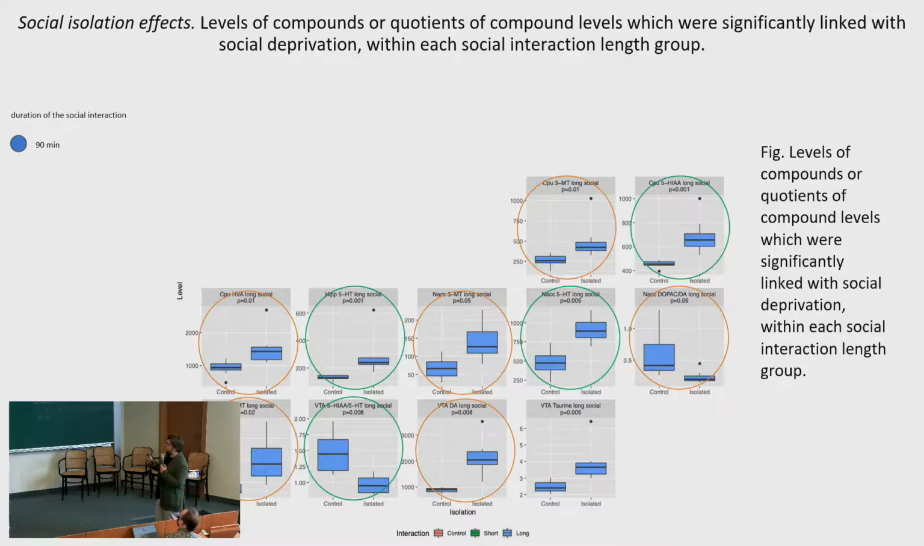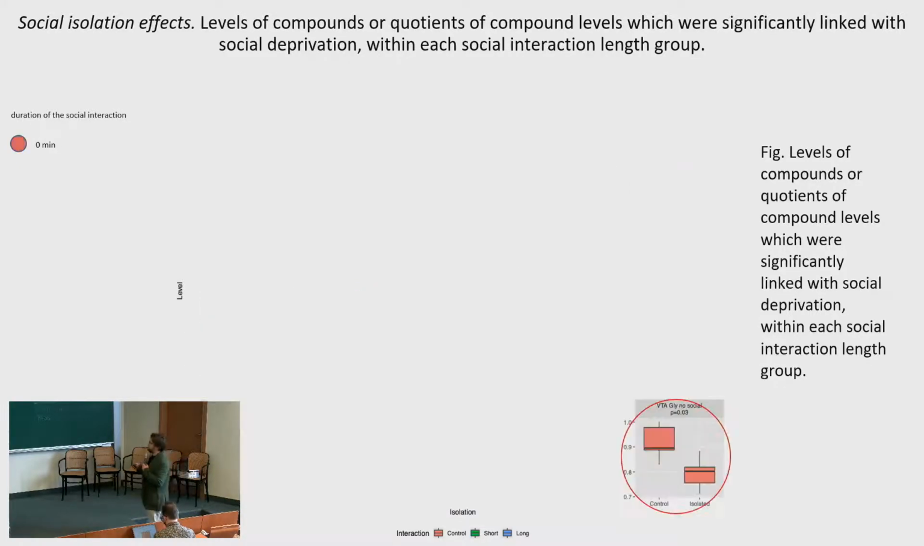When we take the animals which got the long interaction, we've got completely opposite effects. We've got increased levels of dopamine in the VTA and metabolites, increased levels of serotonin in the hippocampus and the nucleus accumbens, and also increased levels of serotonin metabolites in the CPU.